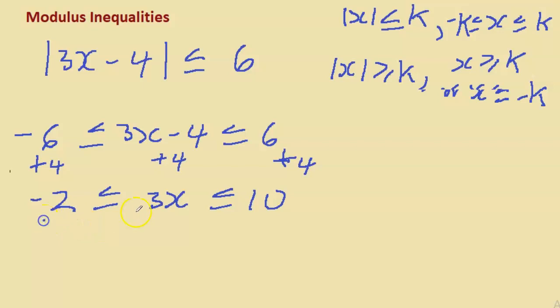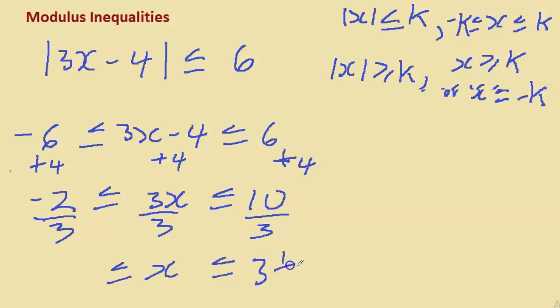And then we divide all sections by 3, since the aim of the game here is to get the x by itself. So 3 into 3, that's 1x, right? 10 over 3, that's 3 and a third, and then that's negative 2/3. So notice in this situation, x is between the two values. And this will be our solution if it was less than 6.